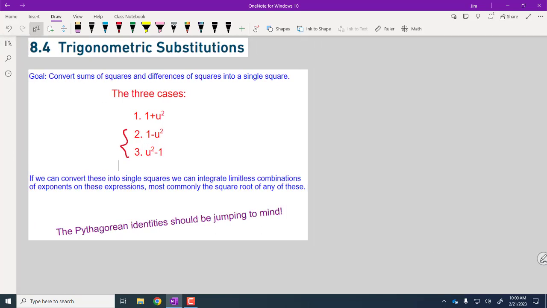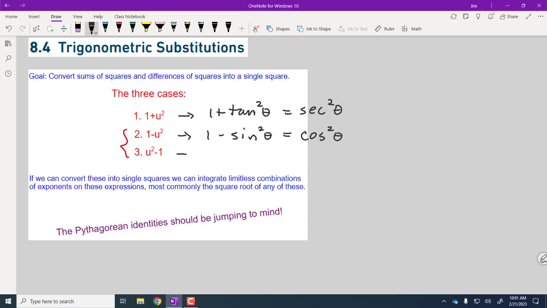So, for example, if we had something like 1 plus tangent squared right here, if the u was tangent, 1 plus tan squared is secant squared, right? That collapses these two terms into one term. If, for example, we let the u be sine, that's a minus. If we let the u be sine, what is 1 minus sine squared? Cosine squared. So we've taken two terms and compressed them into one.